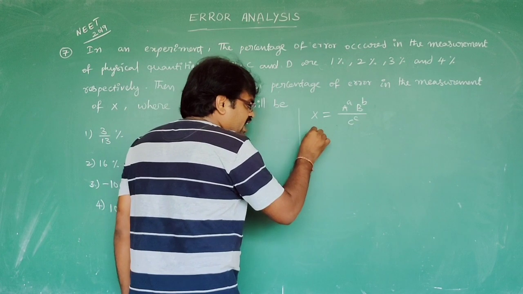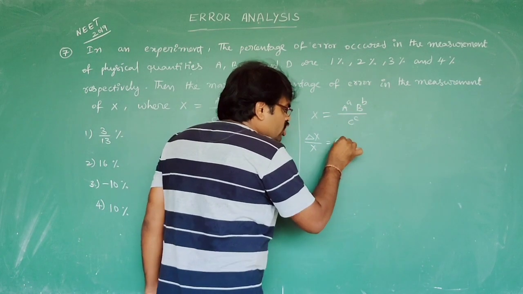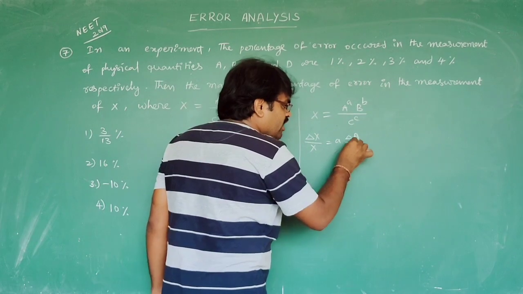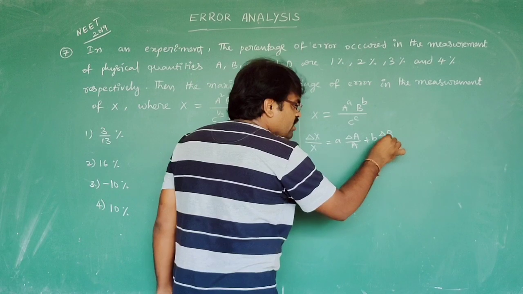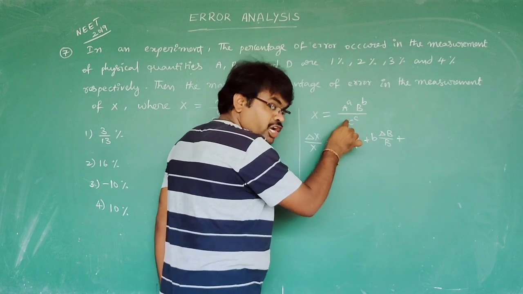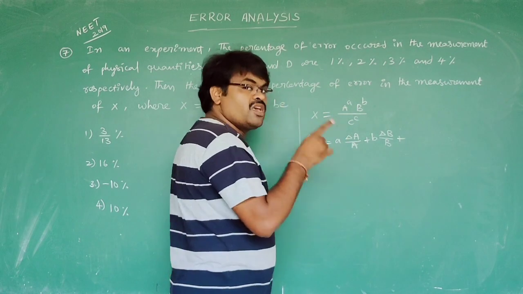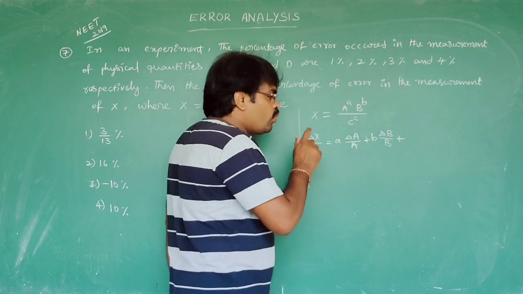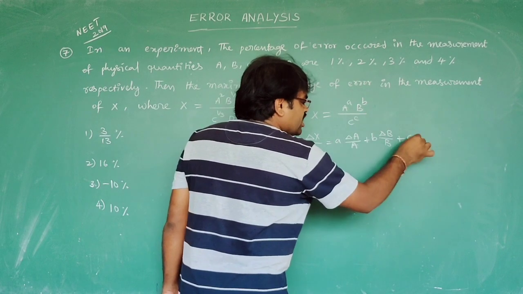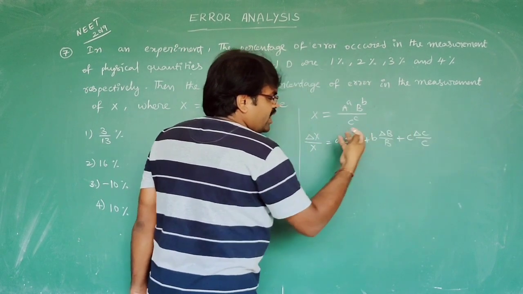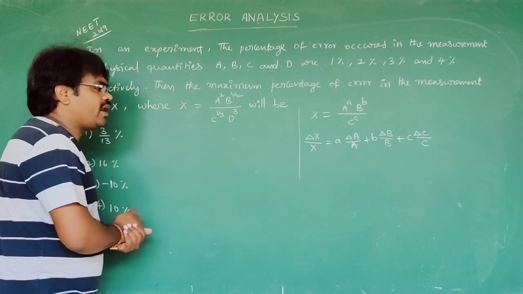The percent relative error delta x by x is equal to power into delta a by a plus power into delta b by b plus, it is in the denominator, don't write minus, only plus, because we are calculating maximum error, relative error, c into delta c by c, like that. We want the percentage error, so we multiply with 100.